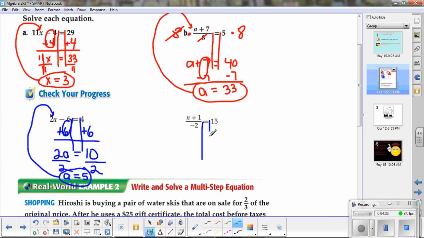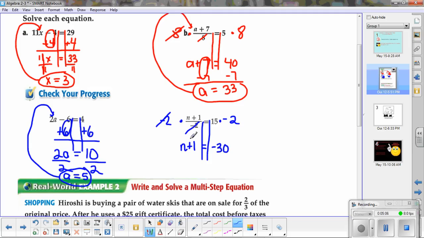Our next example, it's like this one right above here. You want to undo the dividing by negative 2 first. So we're going to multiply by negative 2. So this divide by negative 2 and multiply by negative 2 will end up canceling each other out. So you're left with n plus 1 on the left, and then 15 times a negative 2 is going to be a negative 30, because remember, one of each sign when you multiply is always going to be negative.